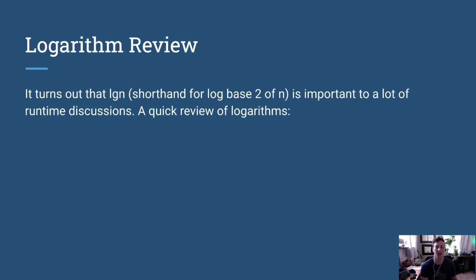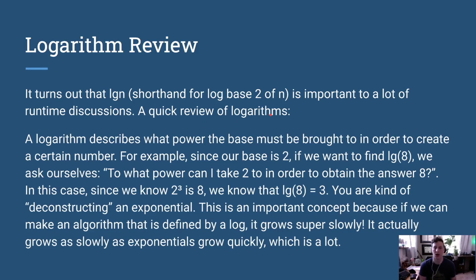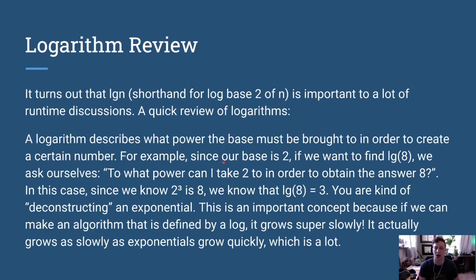So back in math class, you might remember log usually being log base 10. lg is a shorthand for log base 2, and that's what we're usually going to be talking about. So let's quickly talk about the definition of logs. So if I say I want to find log of 8, that says how many times can I divide 8 in half until I get to 1. Okay? So 8 divided by 2 is 4, divided by 2 is 2, divided by 2 is 1. So I did 3 divisions. Log base 2 of 8 is 3.